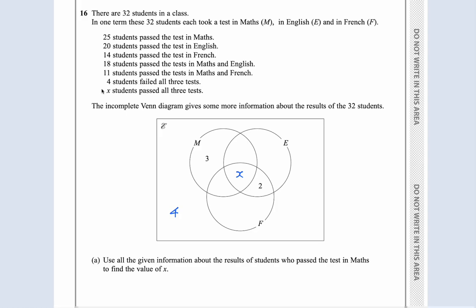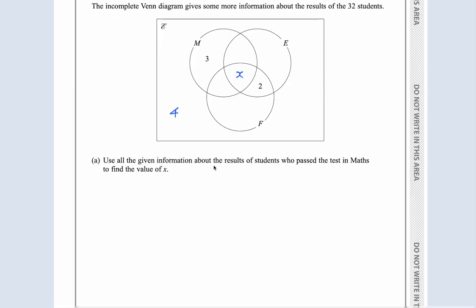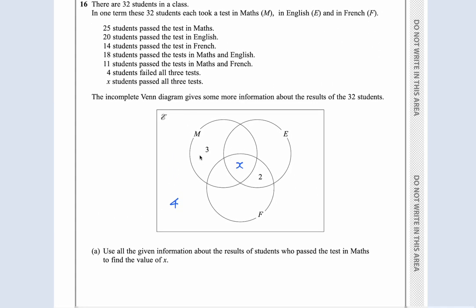Okay, now I'm going to kind of work backwards. I'm going to look at the 11. 11 students passed the tests in maths and French. So this whole thing is 11, which means, be careful guys, we have to write down here 11 minus X. So hang on guys, I should have read the question. Use all the given information about the results of the students who passed the test in maths to find the value of X. Okay, so what I'm going to do is I'm going to call this 11 minus X, because whatever X is, let's say it was 5, this would then be 11 minus 5, which would be 6, because these two have to add up to 11. 18 passed the test in maths and English, so similarly this is 18 minus X.